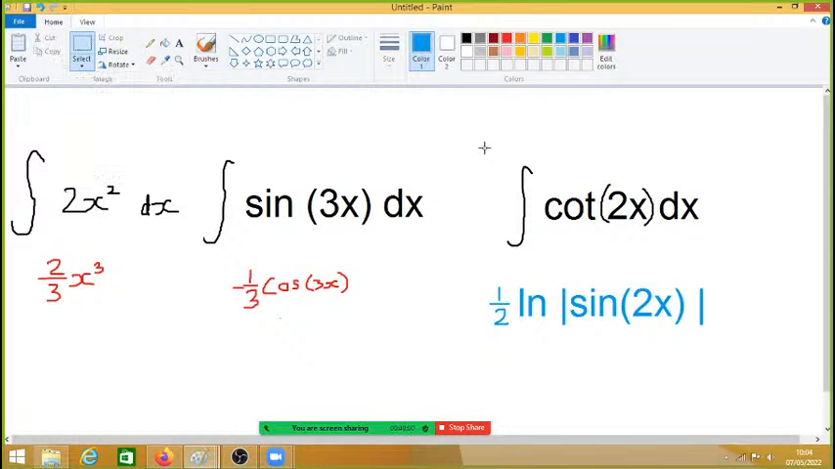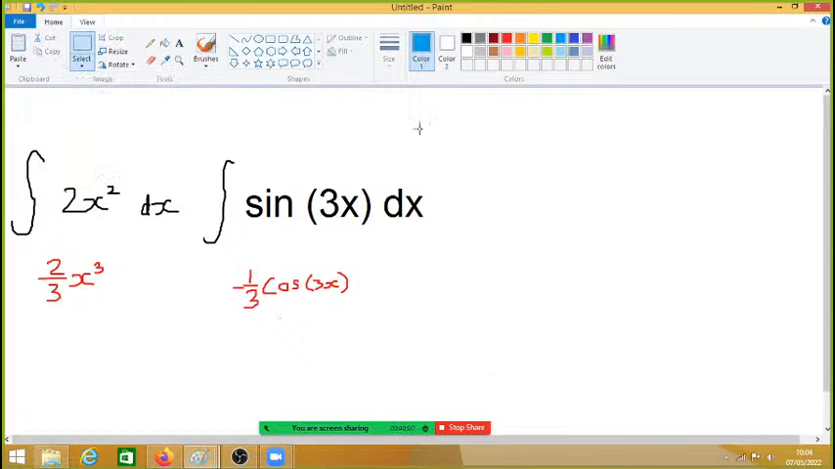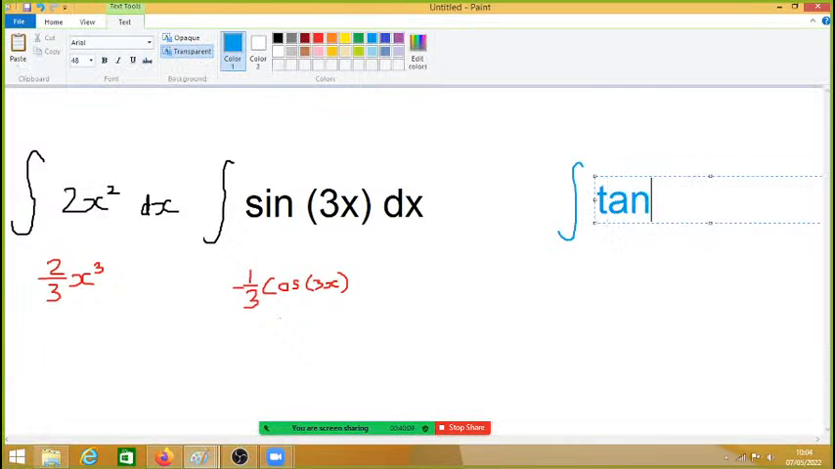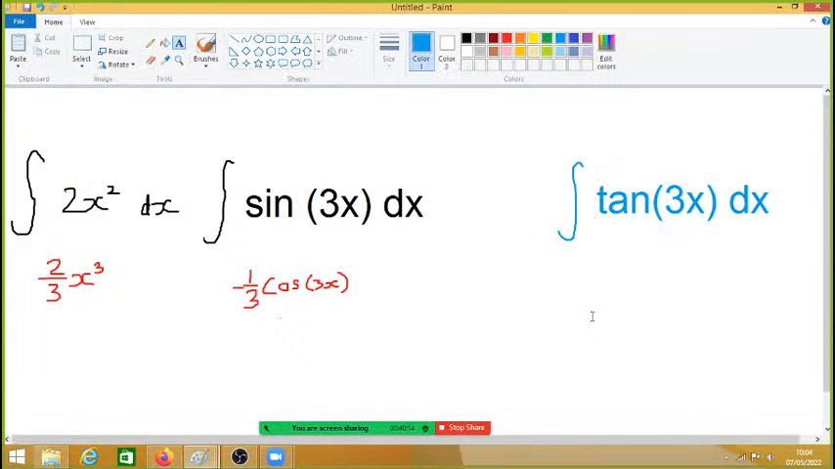Okay, you try one just to make sure you're happy on that. So let me give you the integral of tan x. Let's try the integral of tan 3x and see if you can use the formula booklet to figure that one out. And if you finish that one quickly, I'll give you another one.